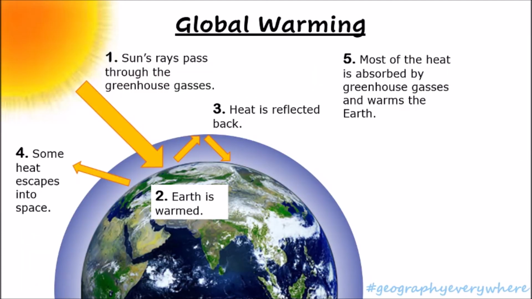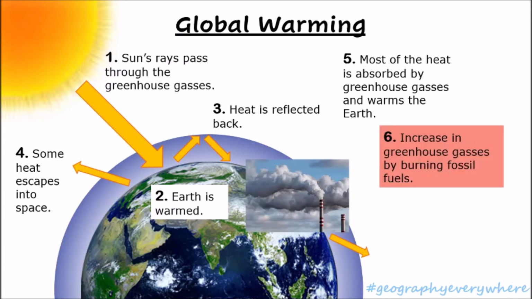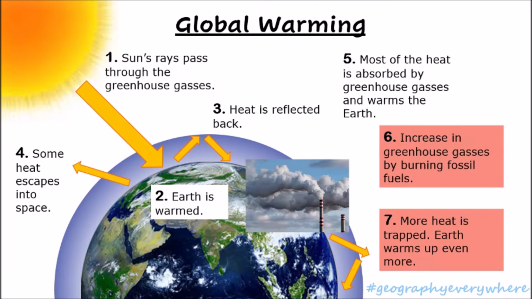So let's go back to what we were talking about before. The greenhouse effect is that the sun's rays pass through the greenhouse gases, the Earth is warmed, and they keep the Earth warm. Now, we just said that humans are releasing a lot of greenhouse gases through the burning of fossil fuels, cutting down and burning of trees, exhaust fumes, power stations, and even landfills. So because there are more greenhouse gases, more heat is going to be trapped within the Earth. And the Earth is going to warm up even more.